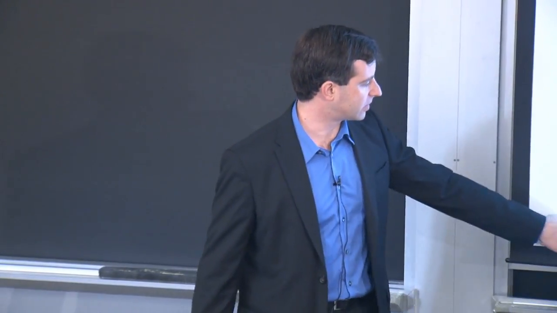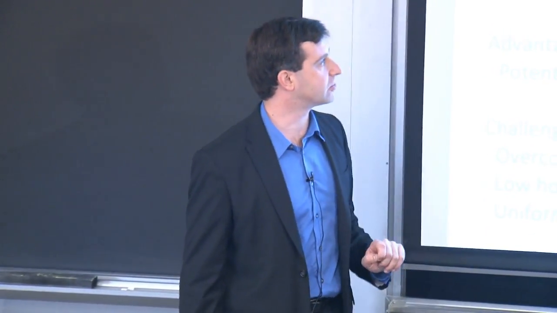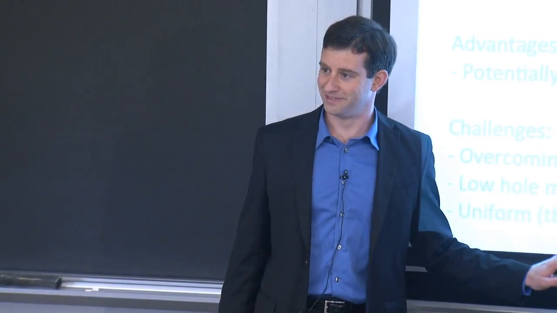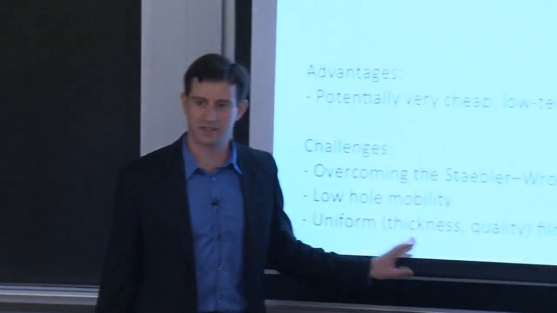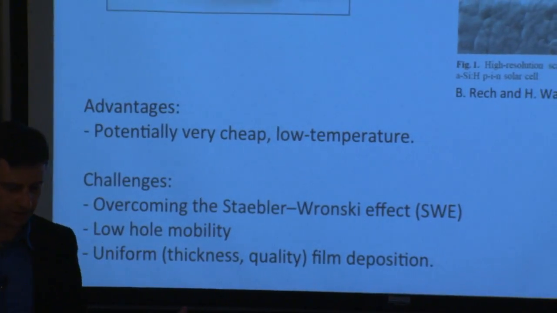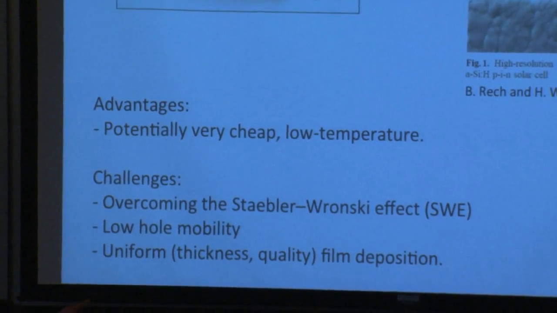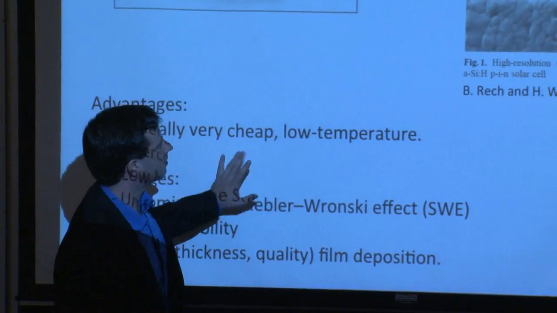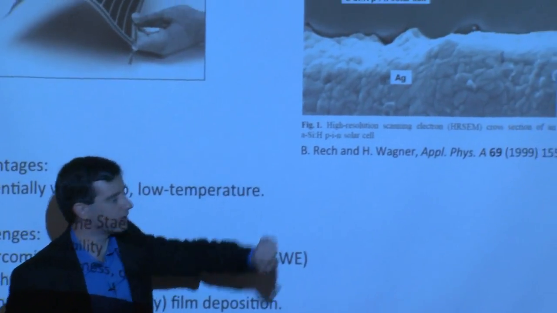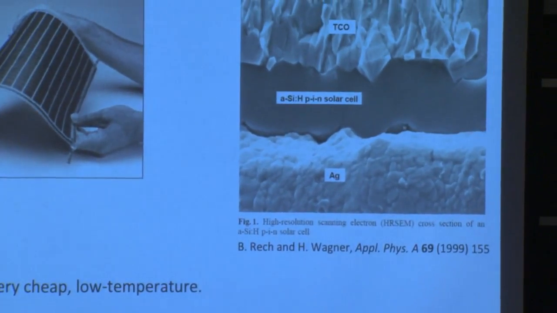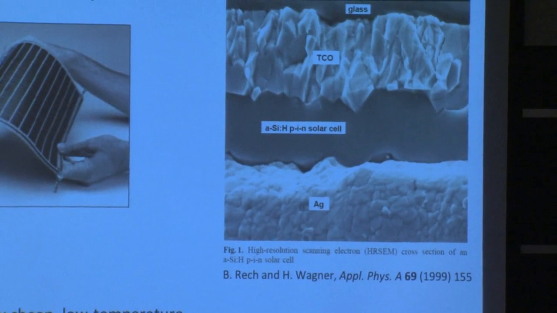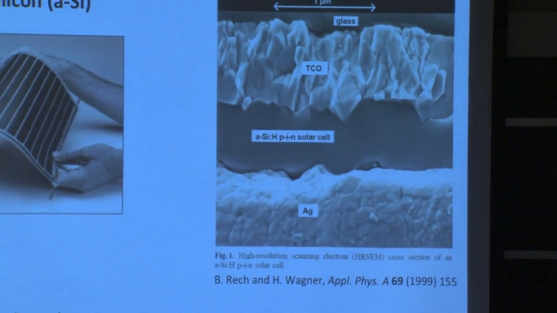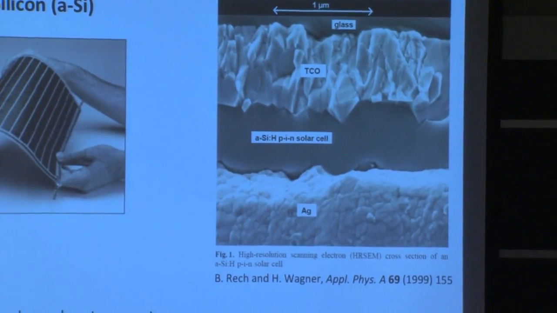Finally, just getting a uniform film deposition at high speed. That's really a key. A high-speed uniform deposition of this layer has proved challenging in commercial production so far. So all of this has combined so that amorphous silicon has received a lot of attention, but hasn't yet, in a massive way, been economically successful.